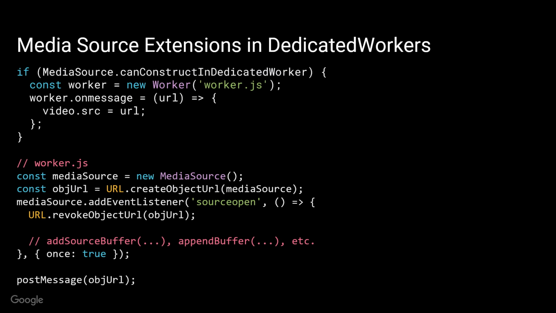So once you know you can use MSE in a worker, you may wonder, how do I extend the main thread media element with MSE if MSE is in a different execution context like this? The answer is hopefully both simple and unsurprising. Have your worker script create an object URL for the media source and postMessage that object URL over to your main thread script. In the main thread, use the object URL as the src attribute on the media element, and voila, the two will be attached.